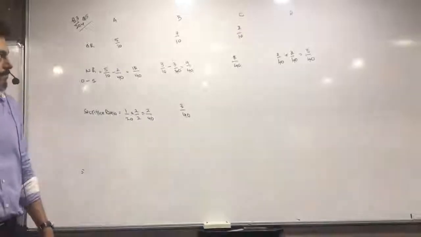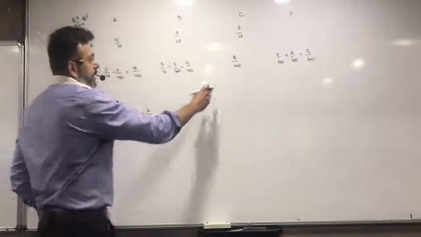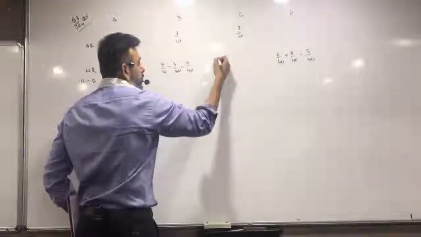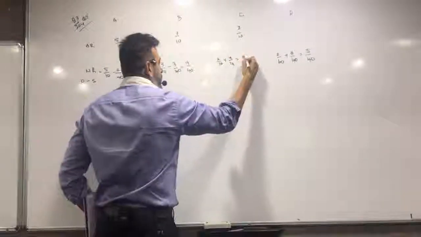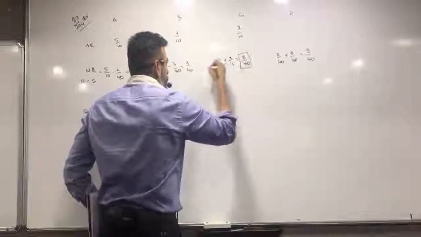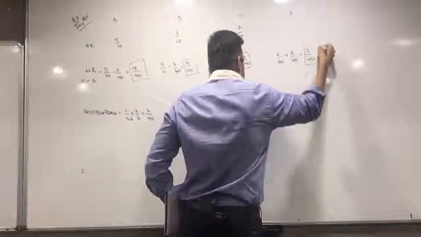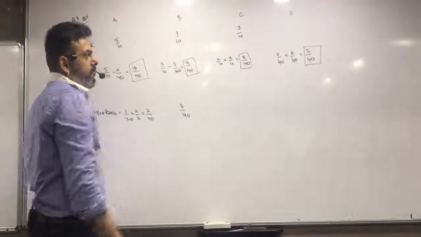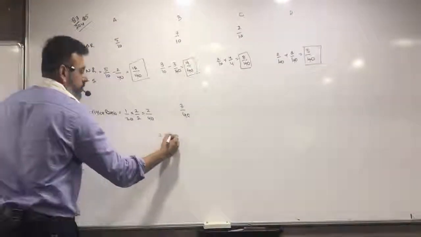Understood this? 8 by 40 is 2 by 10. Got it? Or instead of writing 8 by 40, you may write it 2 by 10 into 4 by 4, which is 8 by 40. So new ratio is 18 is to 9 is to 8 is to 5. Sacrifice you already know, 2 is to 3.